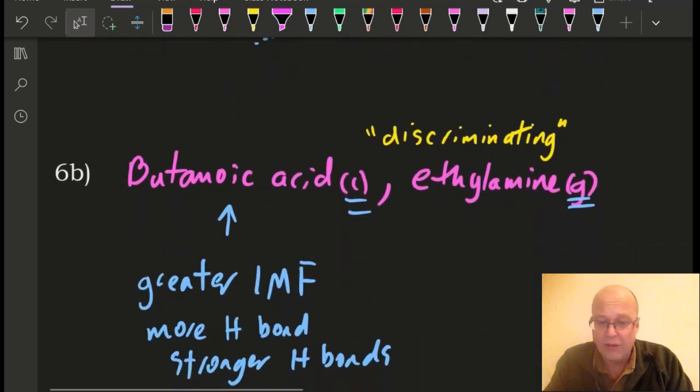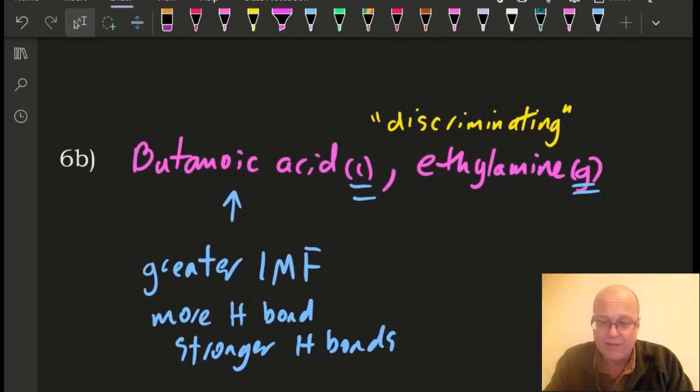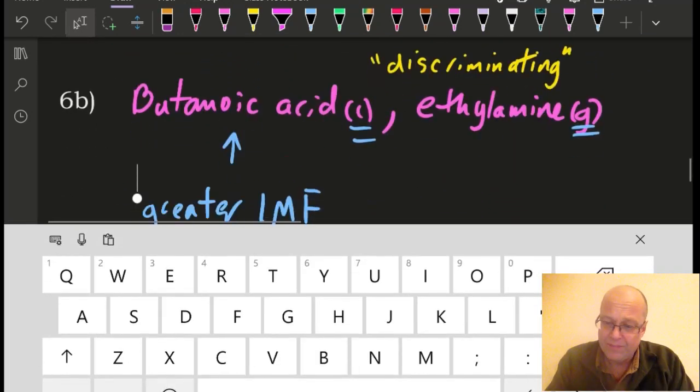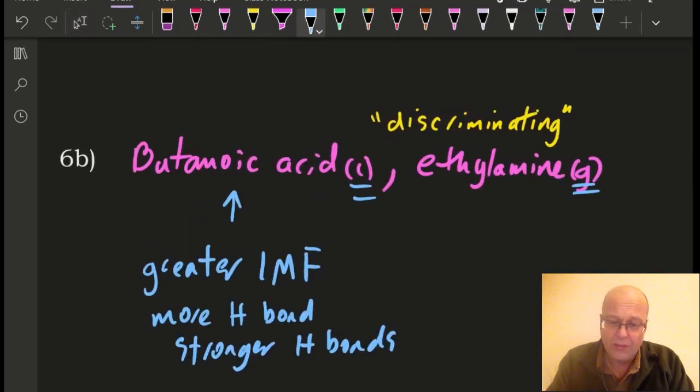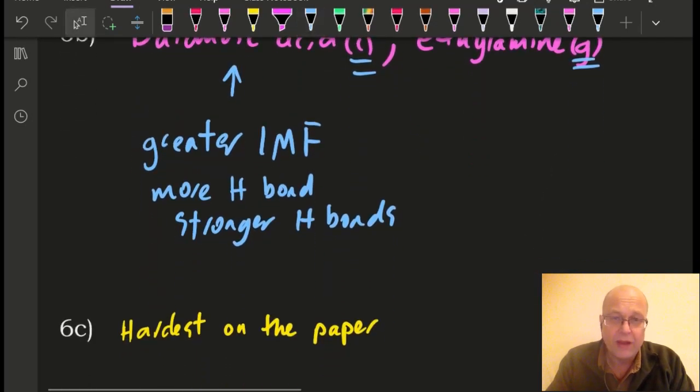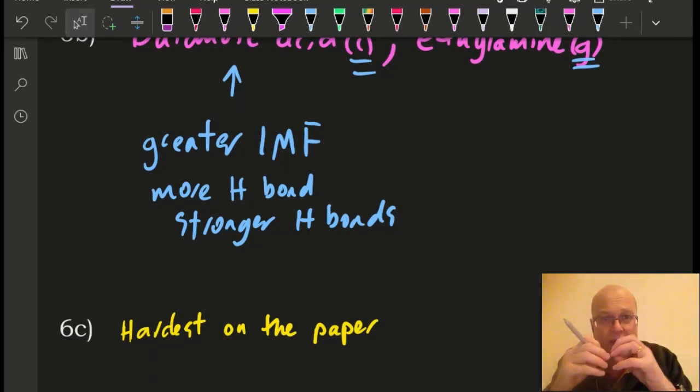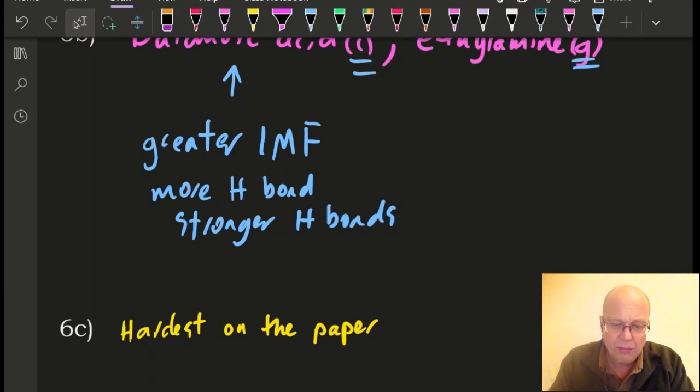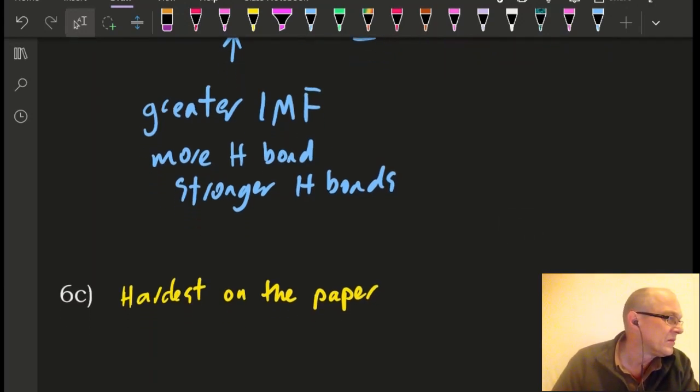So I think this is one of the worst papers I've ever seen. I just don't like it. They picked a strange example, but that's their answer. Greater intermolecular forces, yeah, I'll go with that. Liquids stick together more than gases, so there must be more intermolecular forces. But more hydrogen bonds or stronger hydrogen bonds? They'd also give you stronger London dispersion forces.